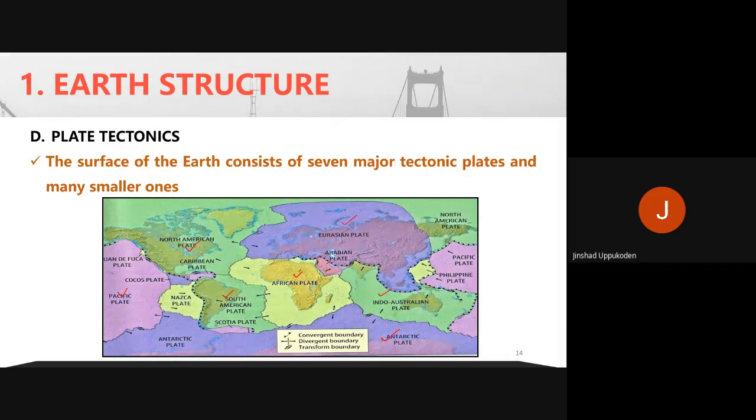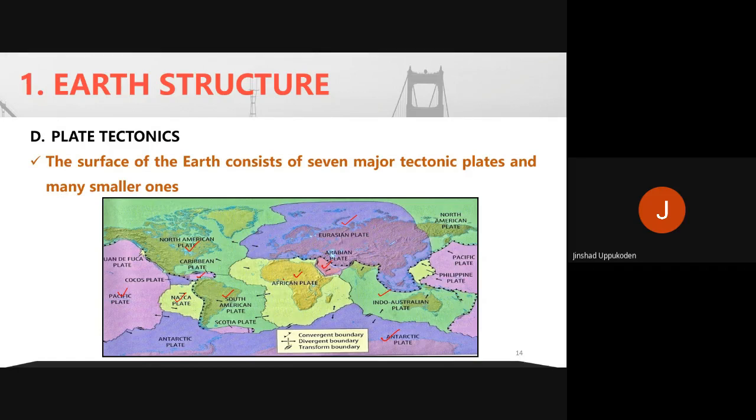Besides this, there are a large number of minor plates also, like the Nazca plate, and you can see the Arabian plate. There is the Caribbean plate. There are a number of minor plates also. So you have got 7 major plates and all the corresponding minor plates. And you see arrows are shown here. These arrows indicate the direction in which the corresponding plates are moving.